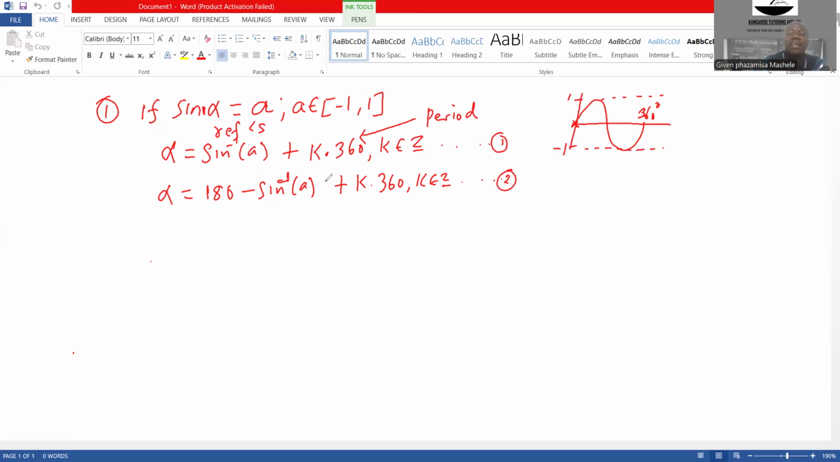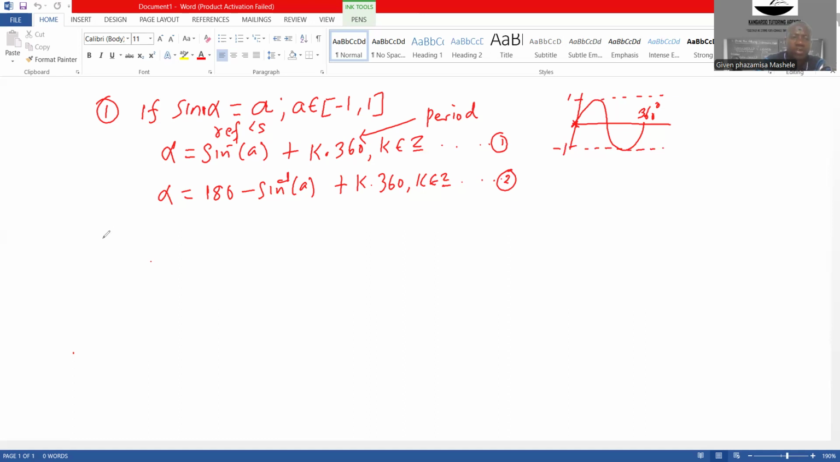That's why, when we say if sine of an angle equals A, then A is between -1 and 1. It's because of this. It has a maximum value of 1 and a minimum value of -1 in terms of its range. But it changes based on the function. Then move on to the second one.